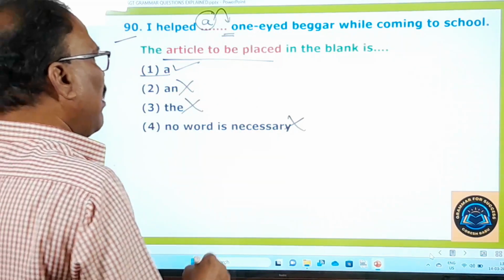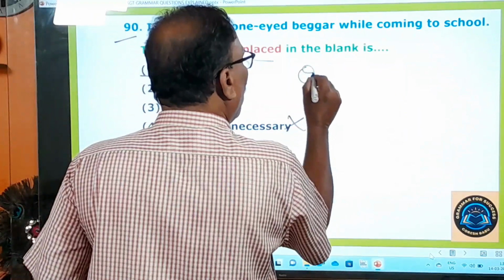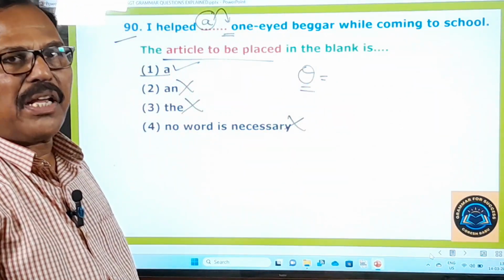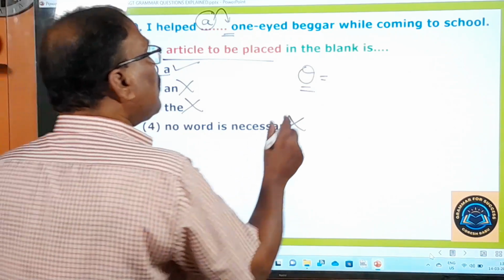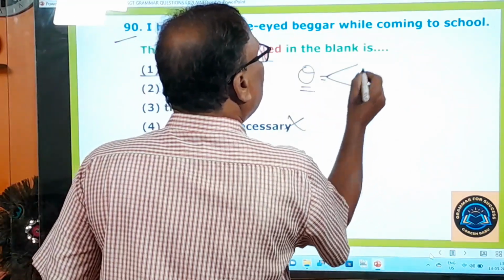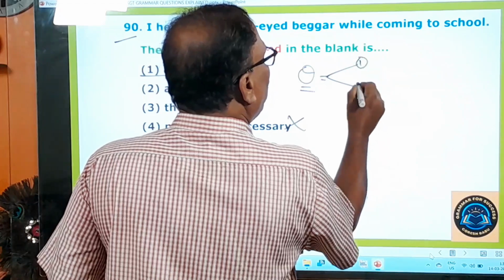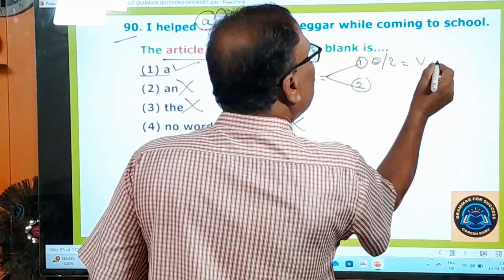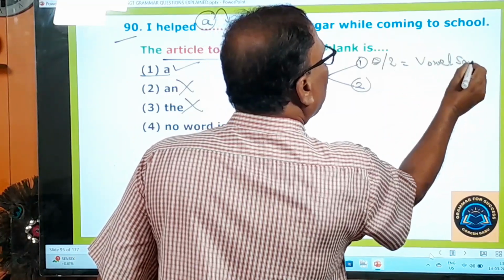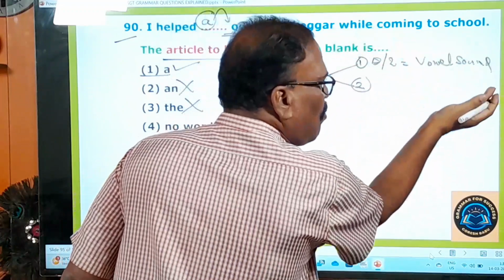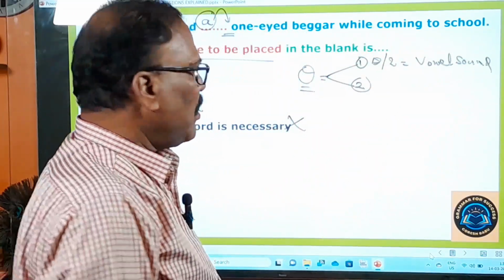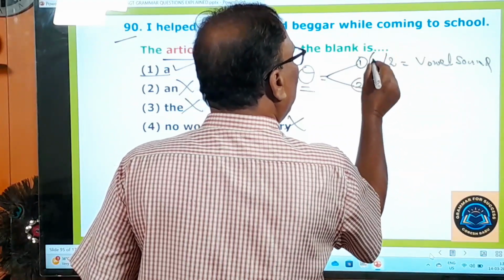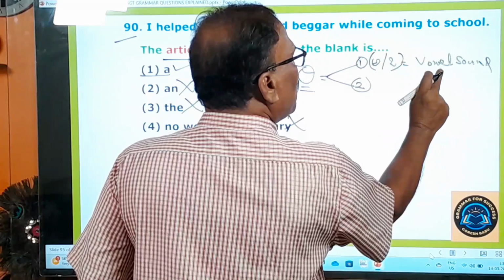O, one-eyed beggar. Let me tell you something about this O. Remember, O is by birth a vowel, but it gives two sounds. Whenever it gives you the sound of A or O, you must think it is a vowel sound. Vowel is different from vowel sound. Please try to understand this. Whenever it gives you the sound of A or O, then you must think it is a vowel sound.